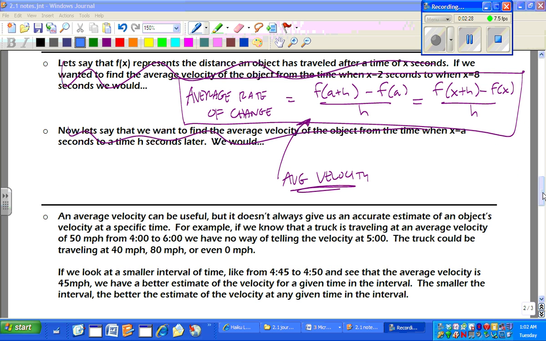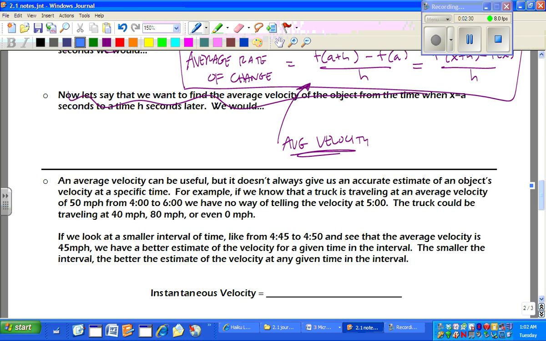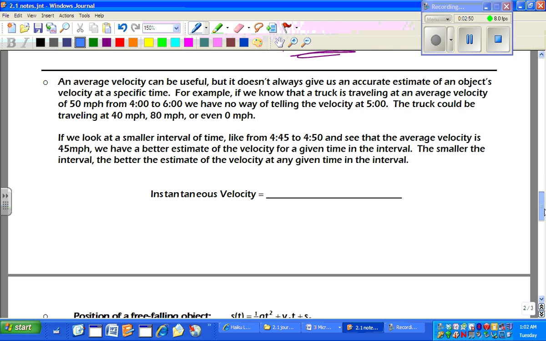So the average gives you an estimate, an average over time. And what this stuff here was talking about is that if you're looking at an average over a long period of time, that's not giving you a very good picture of the specific velocity at any given time, because it can change a lot within a large time interval. So average velocity, or average rate of change, is not always the best thing to look at. If you want to figure out the velocity or rate of change at a specific point, we're talking about instantaneous velocity or instantaneous rate of change.